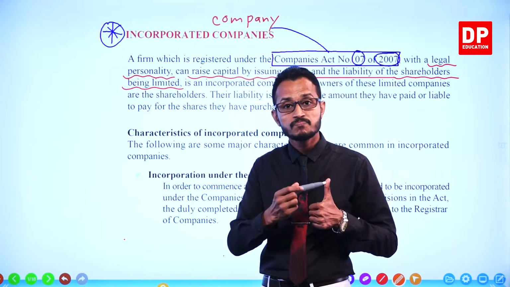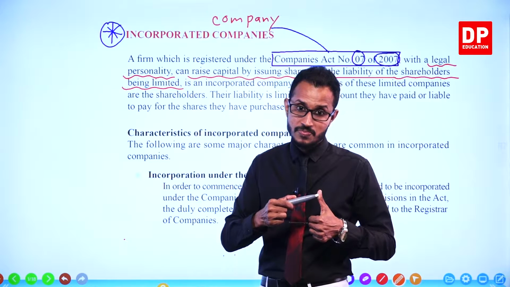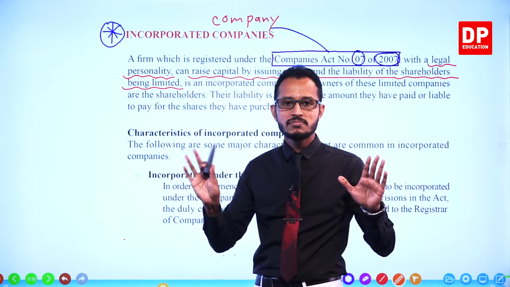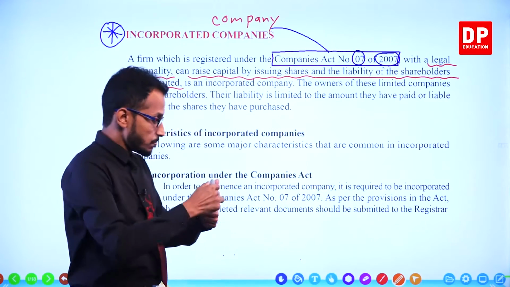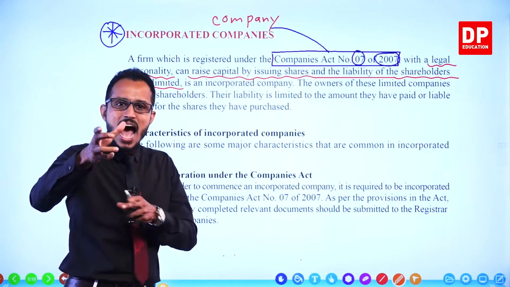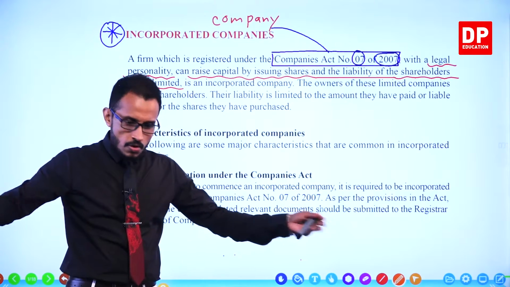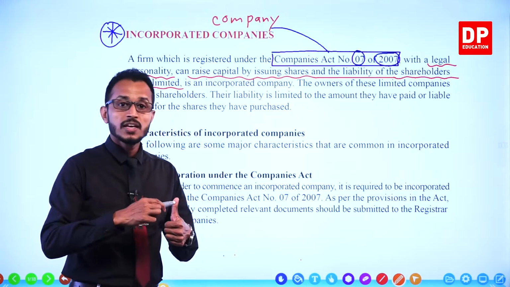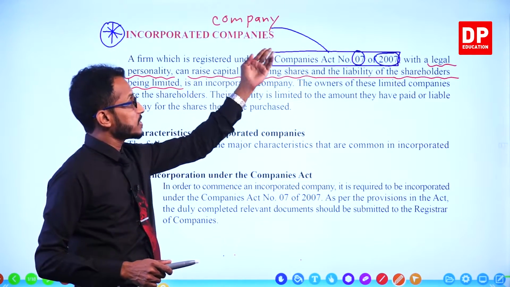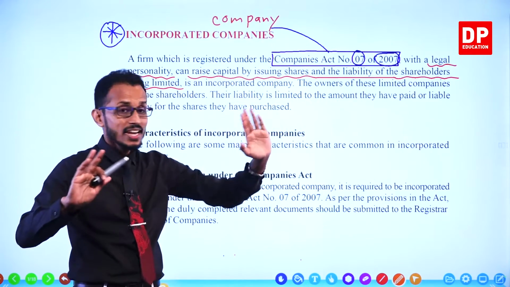It was a disadvantage for sole proprietorship businesses. Limited liability was a disadvantage for sole proprietorship businesses. No, children, you should remember these things. Sole proprietorship businesses do not have limited liability. Their liability is unlimited. That is the disadvantage of sole proprietorships. Remember, even for partnerships, unlimited liability is a disadvantage. But for incorporated companies, it is an advantage because liability is not unlimited here. Here, liability is limited.